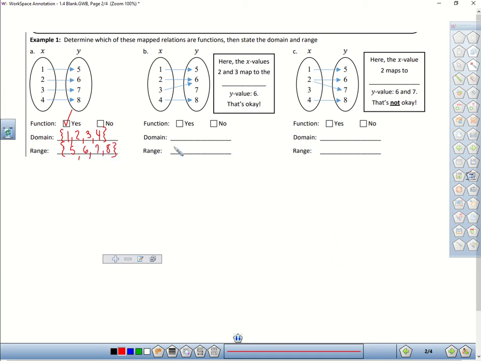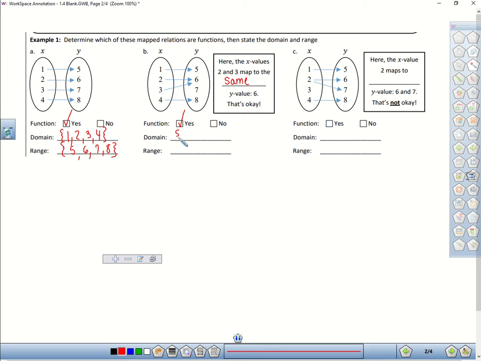Now over here, we see it's a similar situation. However, the difference here is that the 3 x value goes to the 6 and the 2 x value also goes to the 6. So they map to the same y value. Now this still makes it a function because it's okay to reuse y values for different x values. Okay? As long as the x values are unique, that's okay.